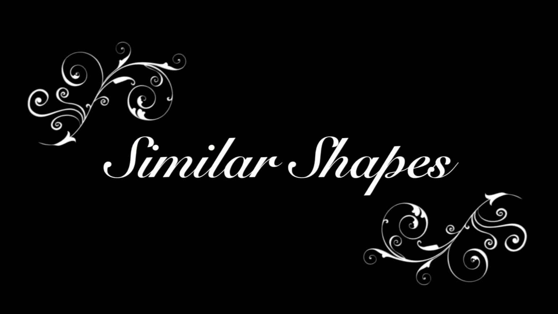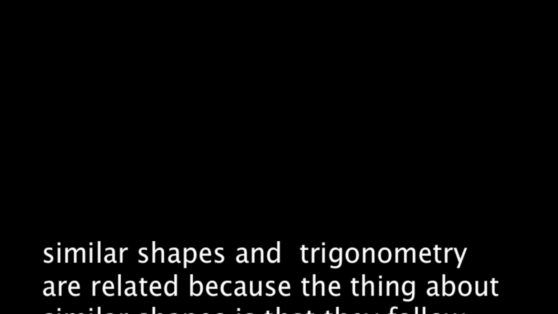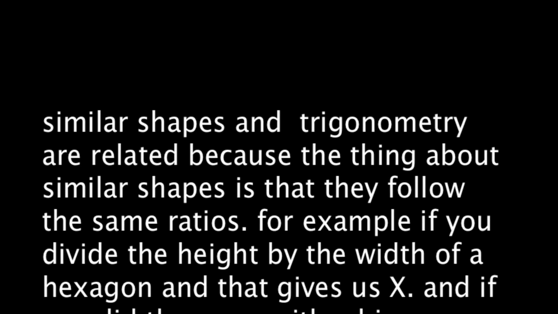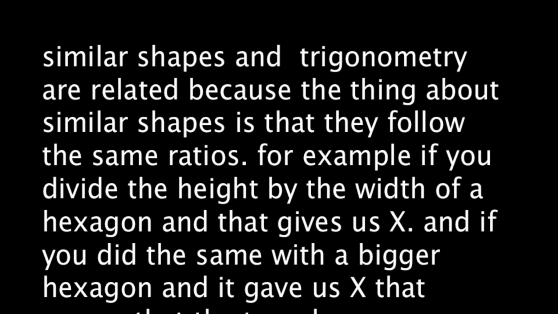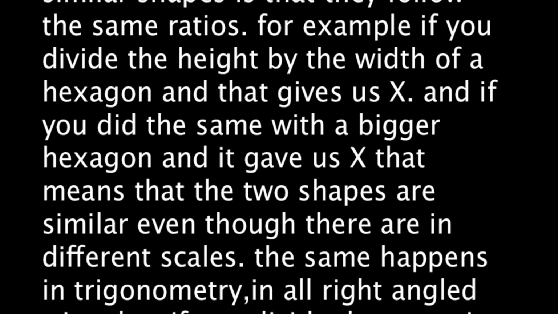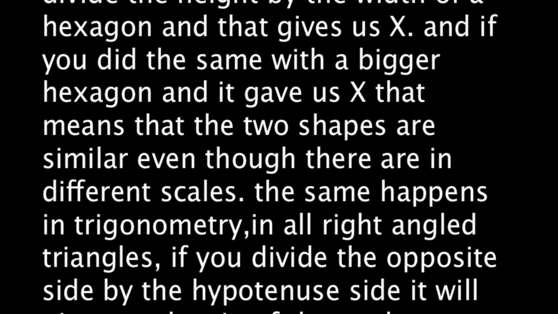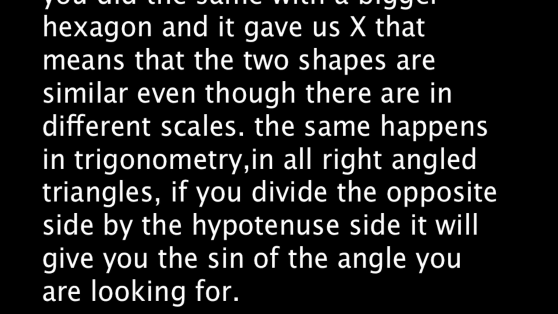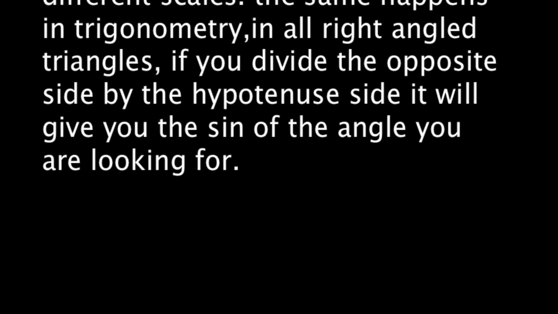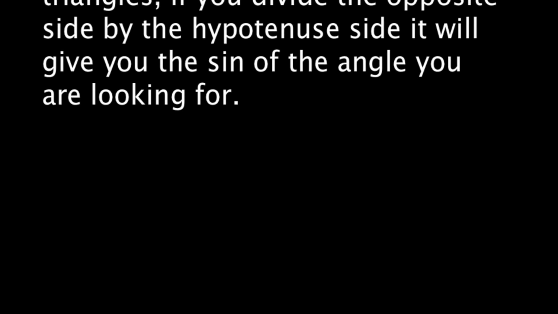Similar shapes. Similar shapes and trigonometry are related because similar shapes follow the same ratios. For example, if you divide the height by the width of a hexagon, and that gives us x, and if you do the same with a bigger hexagon and it gives us x, that means the two shapes are similar even though they are in different scales. The same happens in trigonometry. In all right-angled triangles, if you divide the opposite side by the hypotenuse side, it will give you the sine of the angle you are looking for.